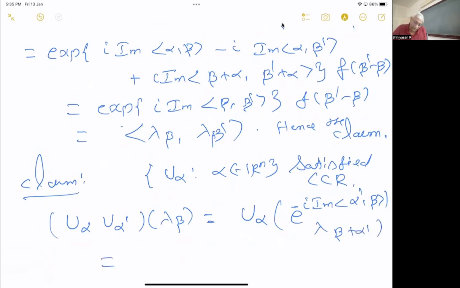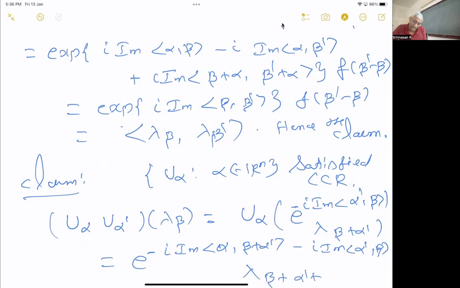Now again U alpha. So e to the i imaginary part of alpha beta plus alpha prime, okay, minus i imaginary part of alpha prime beta. Okay, this translation is okay. This is just alpha prime plus alpha.